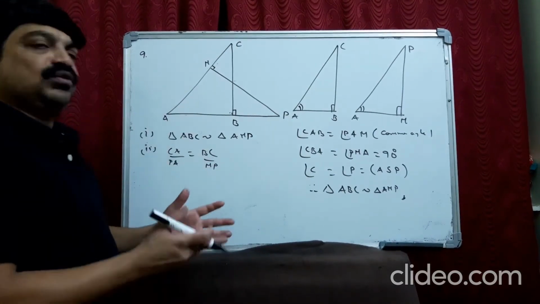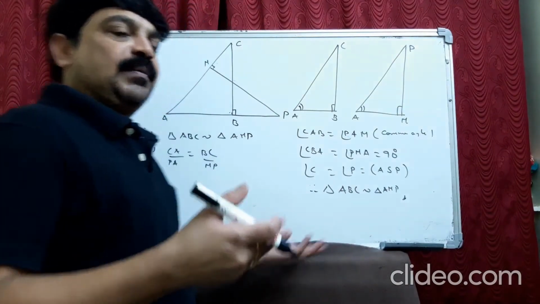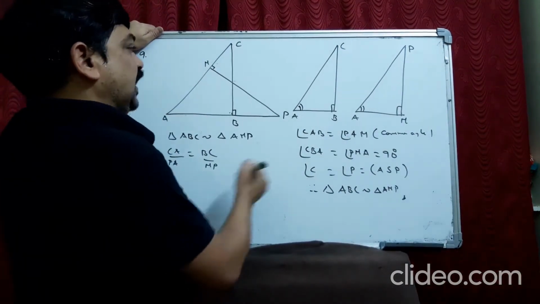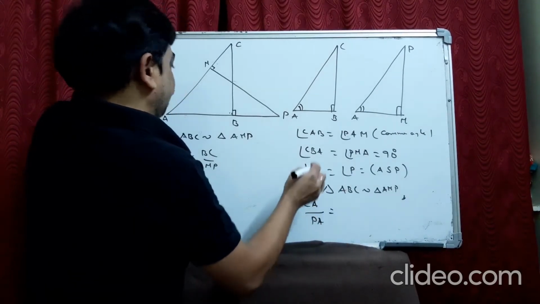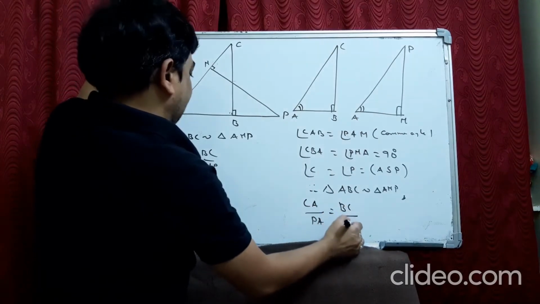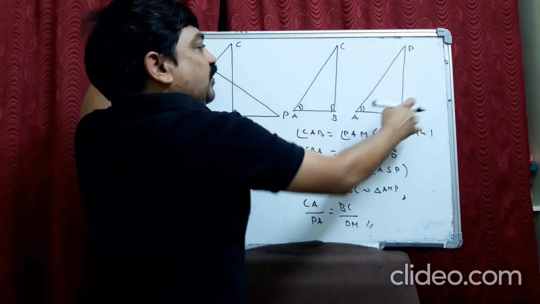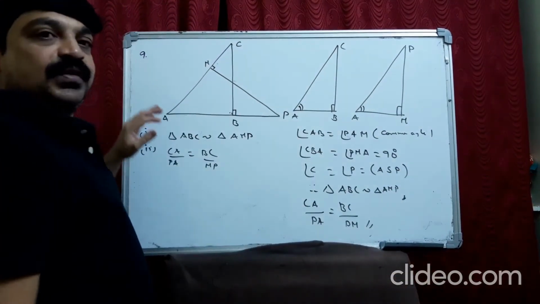And now from this you are asked to prove something else. When two triangles are similar, according to AAA property and SSS property, we can apply anything. Here we apply SSS. CA by PA is equal to BC by PM. Also you will get one more ratio but it is not required. You are asked to prove only two, so we prove two. Okay? Right.